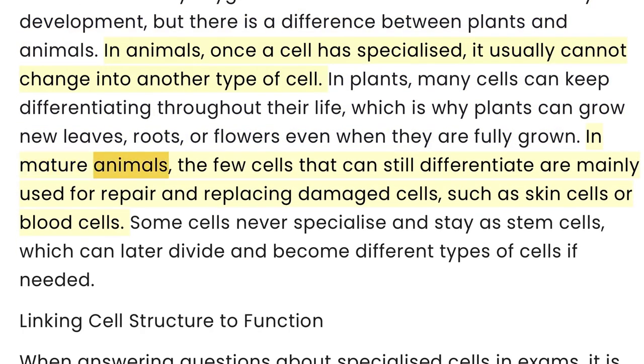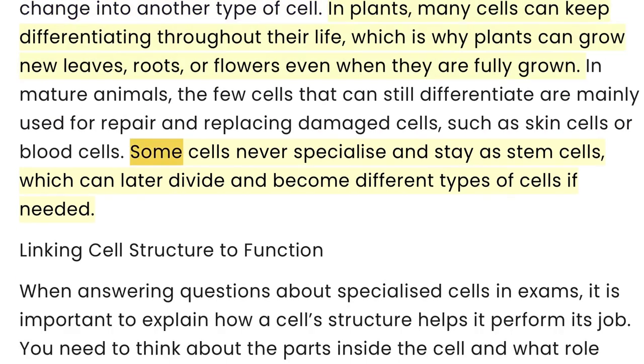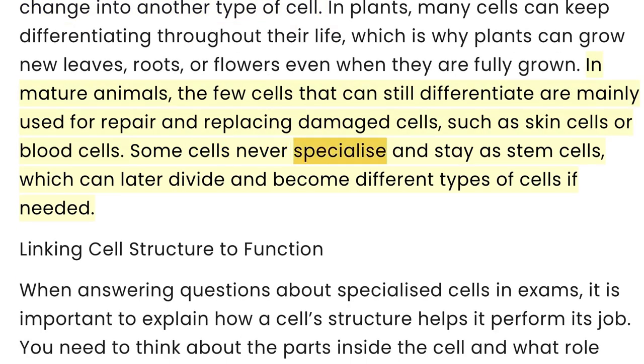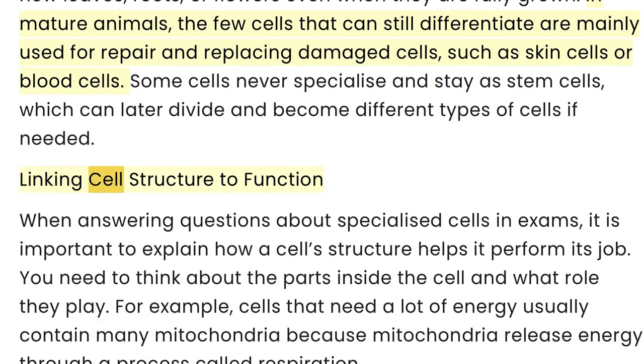In mature animals, the few cells that can still differentiate are mainly used for repair and replacing damaged cells, such as skin cells or blood cells. Some cells never specialize and stay as stem cells, which can later divide and become different types of cells if needed.